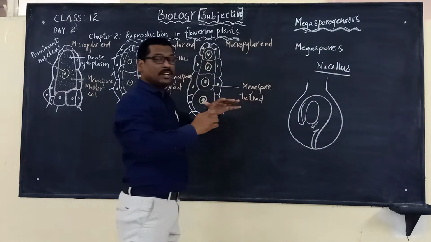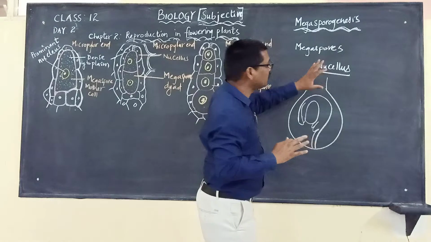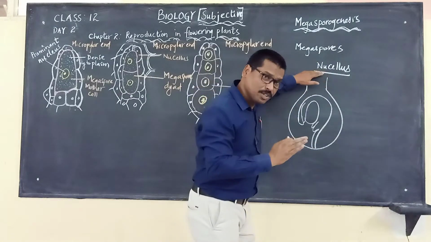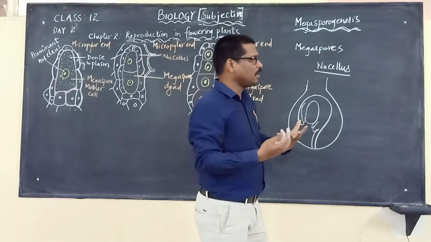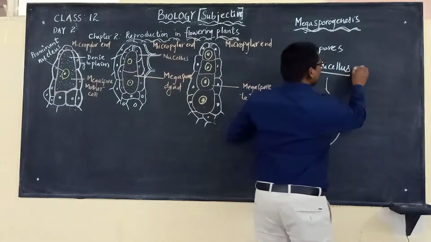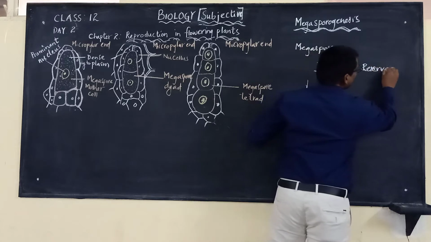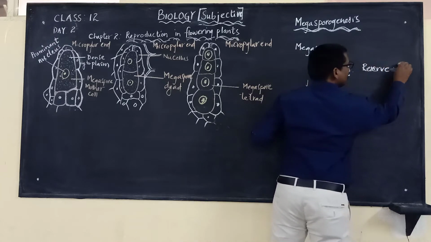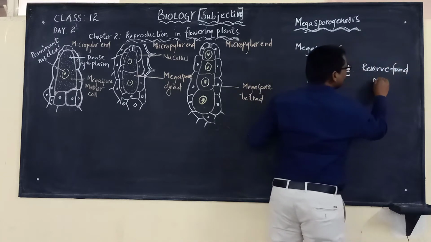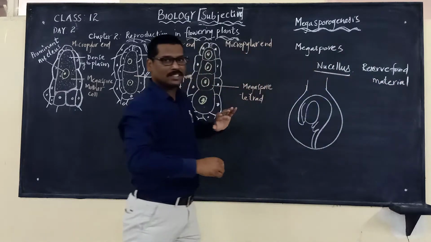Now we studied that the whole ovule is completely enclosed or filled with cells called nucellus cells. In the beginning, the ovule is completely filled with nucellus cells, and these nucellus cells are rich in nutritive material. Reserved food material will be abundantly present in the nucellus cells. So we are talking about megasporogenesis.